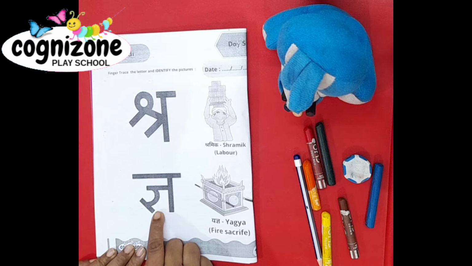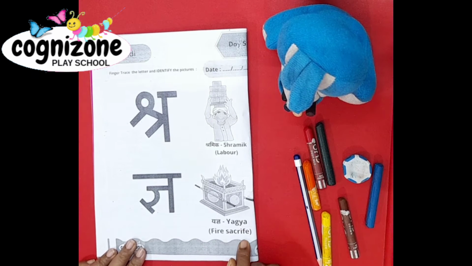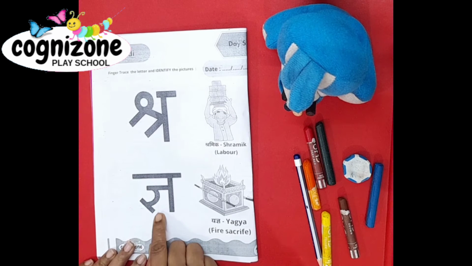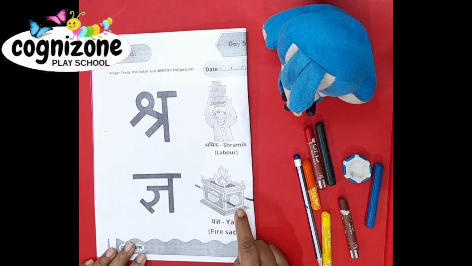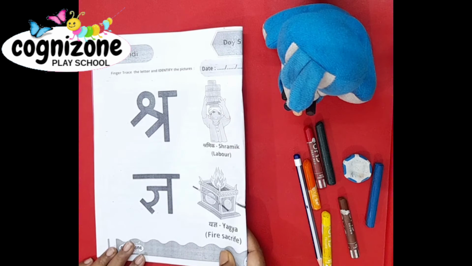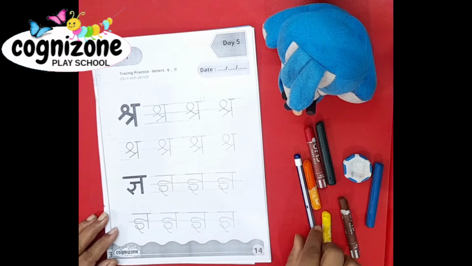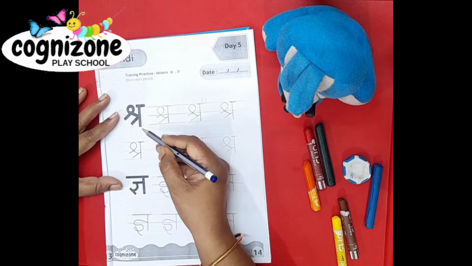And what is this? Gya. Gya, Yagya. Yagya means fire sacrifice. What is this? Gya, Yagya. Yagya means fire sacrifice. Okay children, next we will practice how to write these two letters, that is Shra and Gya.